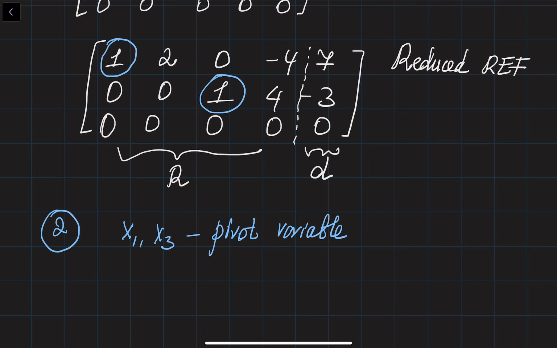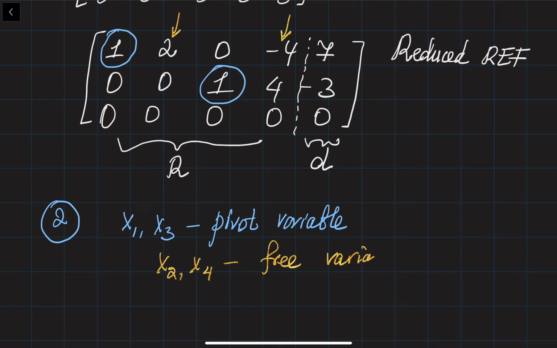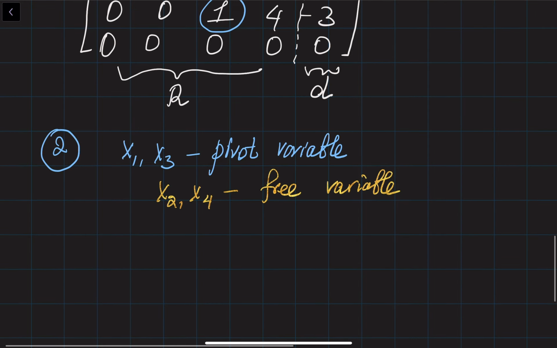So that's why x1 and x3, the first and third variables, are going to be the pivot variables, or the so-called dependent variables. And the second column and the fourth column do not have the pivots. So that is why x2, the second variable, and x4, the fourth variable, are going to be the free variables. It is important for us to identify the free variables and the pivot variables in order to construct the particular solutions and the special solutions.